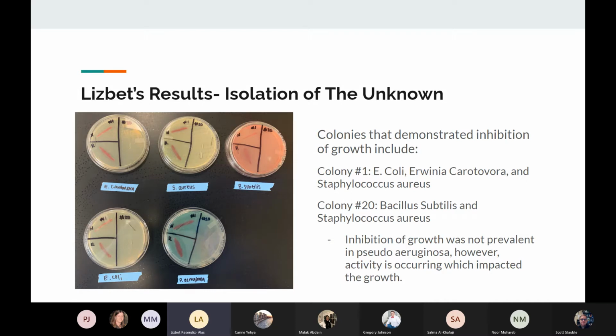Additionally, for our unknown number 20, we also observed the formation of rings around the colony. Although inhibition of growth was not prevalent, our findings do support the conclusion that activity is present, which impacts the growth of the colony. Now we can move on to the next slide.